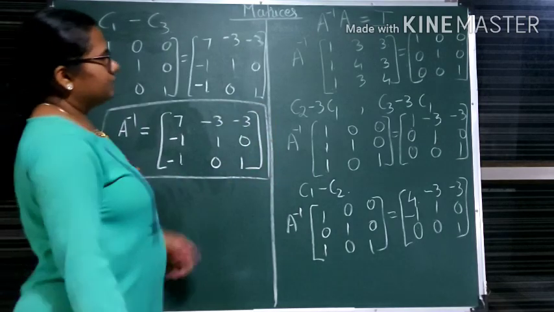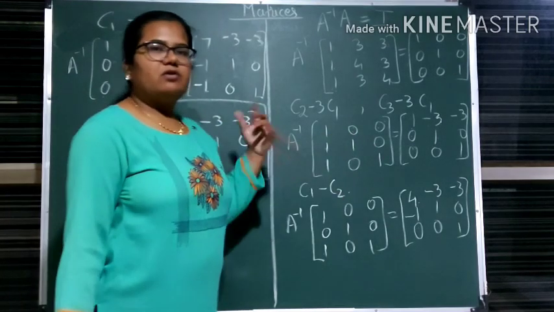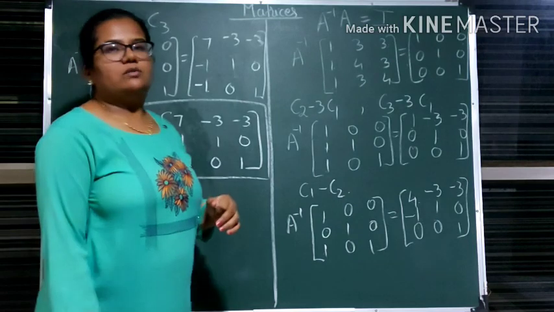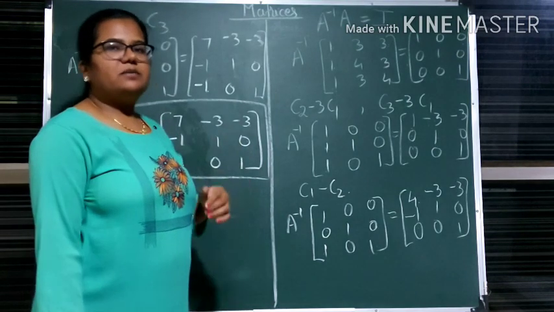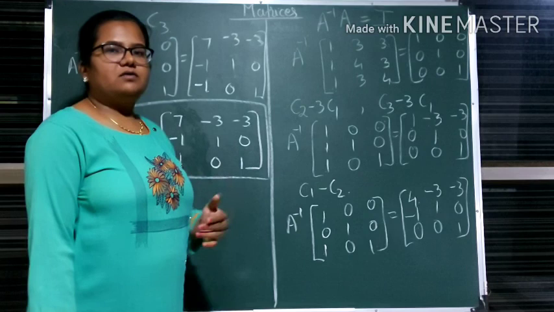So for column transformations we have to go row wise. For row transformations we have to go column wise. This is the way you can use the elementary transformations and find the inverse of a matrix.